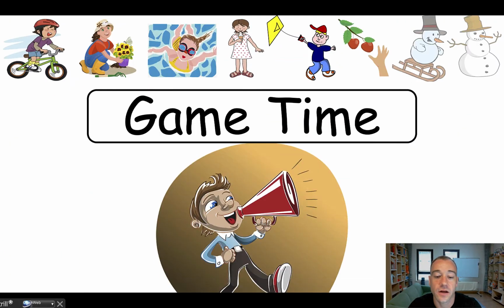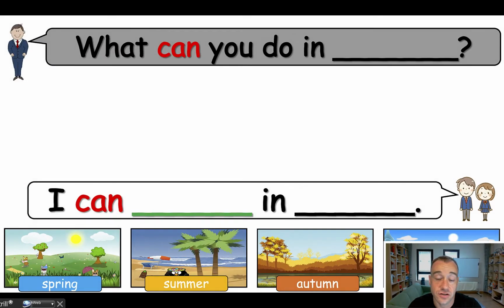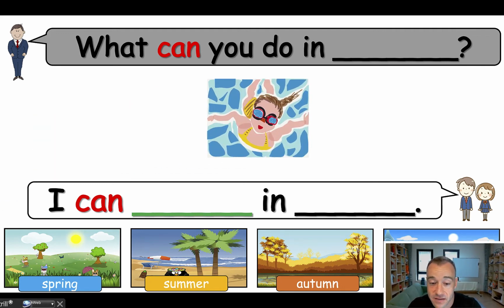Okay? And then we go on into the next game, which is a game where they need to say the season first, and then we'll practice the little dialogue. So one of the flashcards pops up. They should quickly say the season, summer.